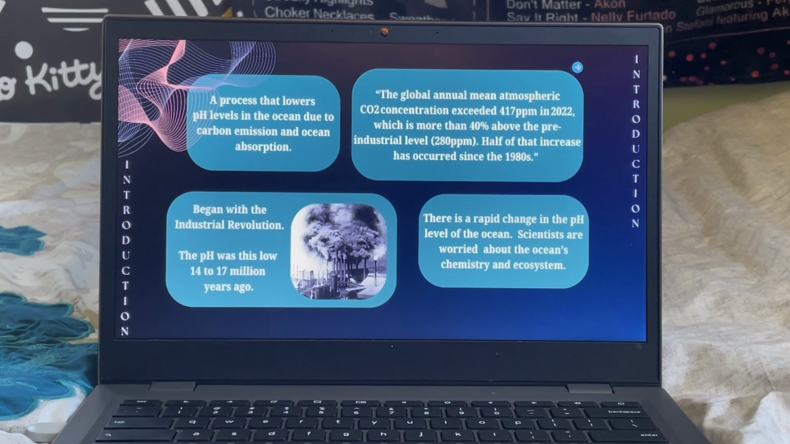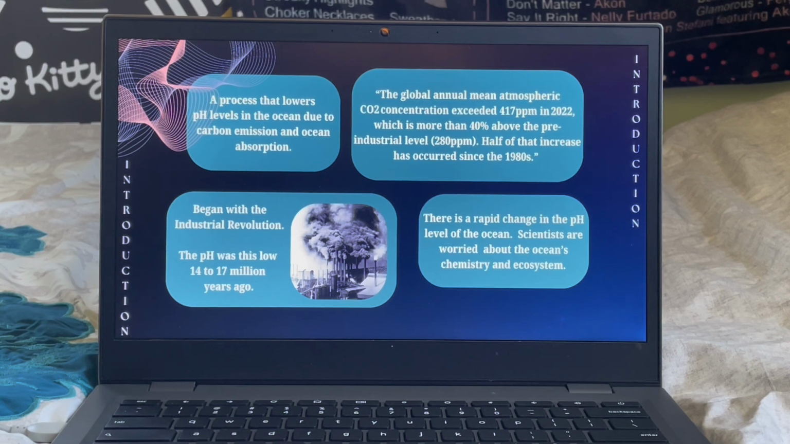Ocean acidification can be described as a process that lowers pH levels in the ocean due to carbon emission and ocean absorption. Due to the significant increase in carbon emission from human activities, the ocean's pH is decreasing. This process began with the Industrial Revolution, and while habits taken in and refined from this era have made life easier, the mass chemical release has left its mark on our environment.